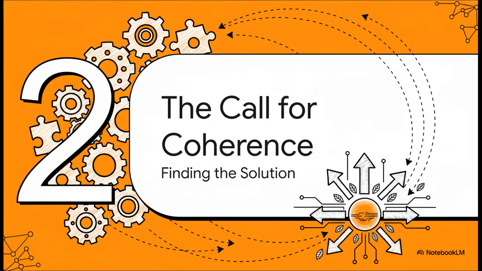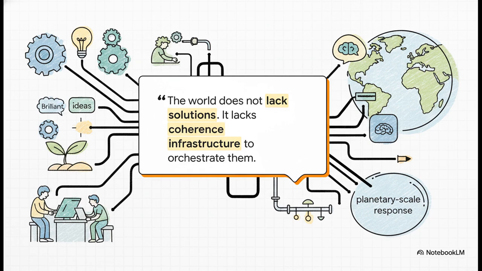So if the core problem is all this fragmentation, then the solution has to be the exact opposite. What we need is a radical call for coherence. This quote just nails it. The world is absolutely overflowing with brilliant solutions, from green energy tech to amazing local community projects. The problem isn't a lack of ideas. The problem is we're missing the coherence infrastructure. You can think of it like a global nervous system that can connect all these amazing efforts and orchestrate them into a powerful planetary response.